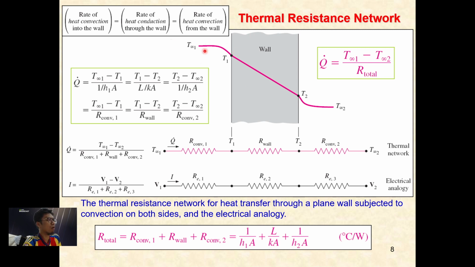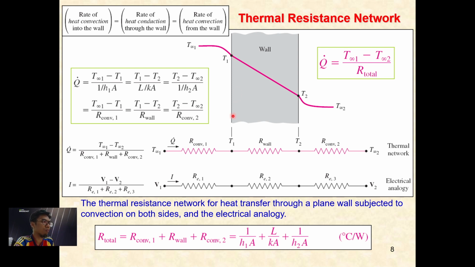Kemudian temperature di luar panas kan, temperature dekat dalam sejuk sikit. Where temperature panas yang kat luar tu kita letak dia T infinity 1. Okay, kemudian T1 ialah dinding luar rumah awak. Panas sedikit lah sebab ada cahaya matahari dan dia berlaku radiation sikit. So temperature yang surface wall dekat luar tu panas sedikit.